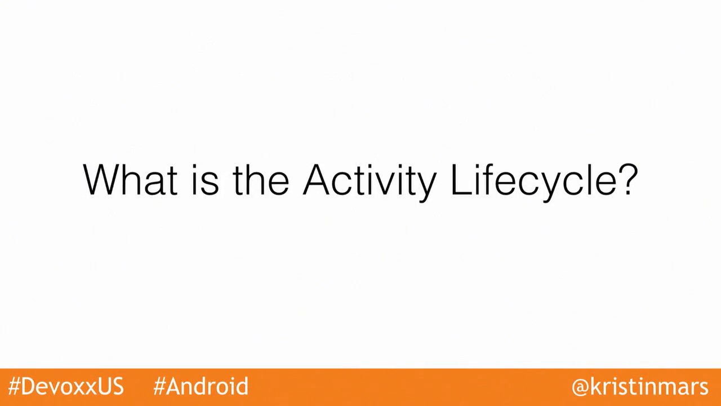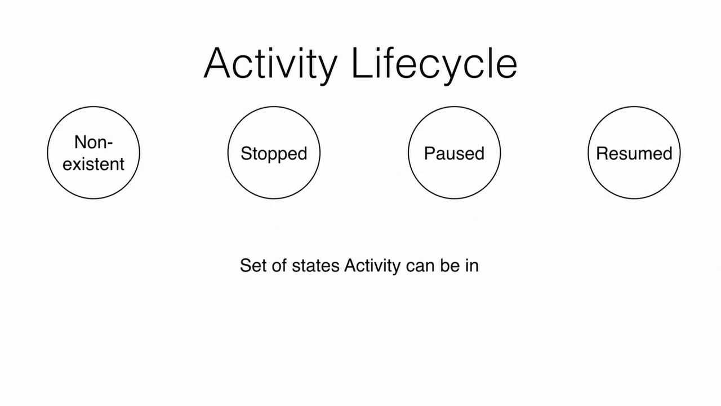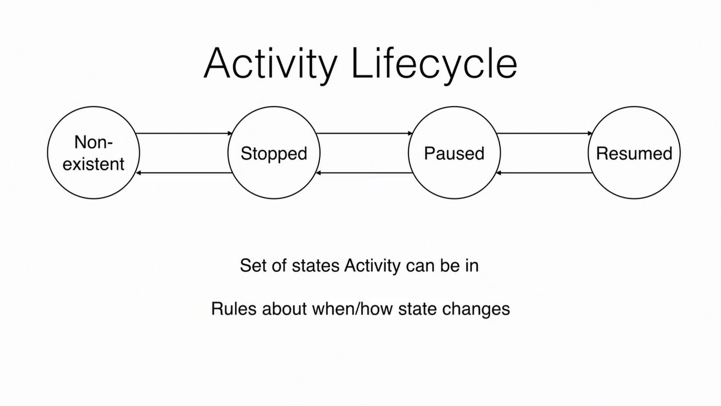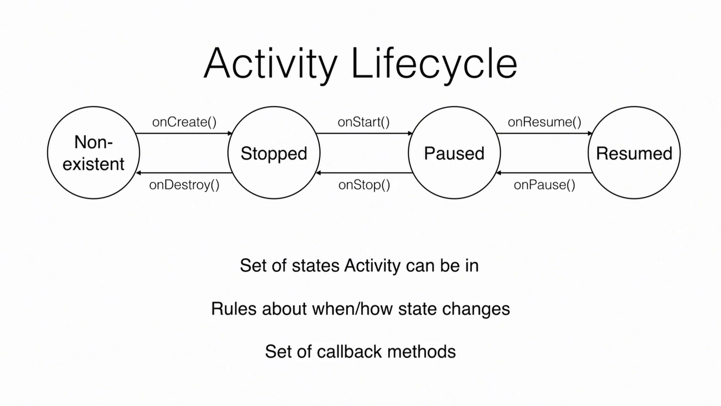So now we've talked about what an activity is, what the heck is the activity lifecycle, all right? And so really, I think of the activity lifecycle as three main parts. It's a set of states that an activity can be in, and we'll go through these in more detail in a minute. It's a set of rules about how and when the state will change. And then it's a set of callback methods that will be called to notify the activity that it is moving between states.